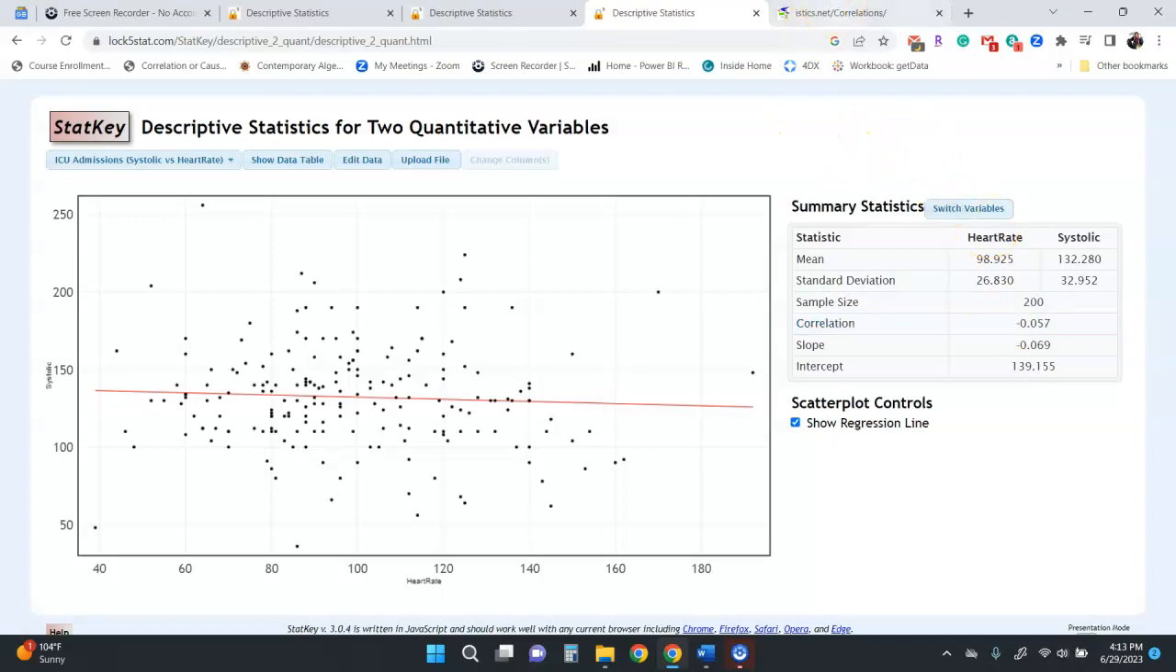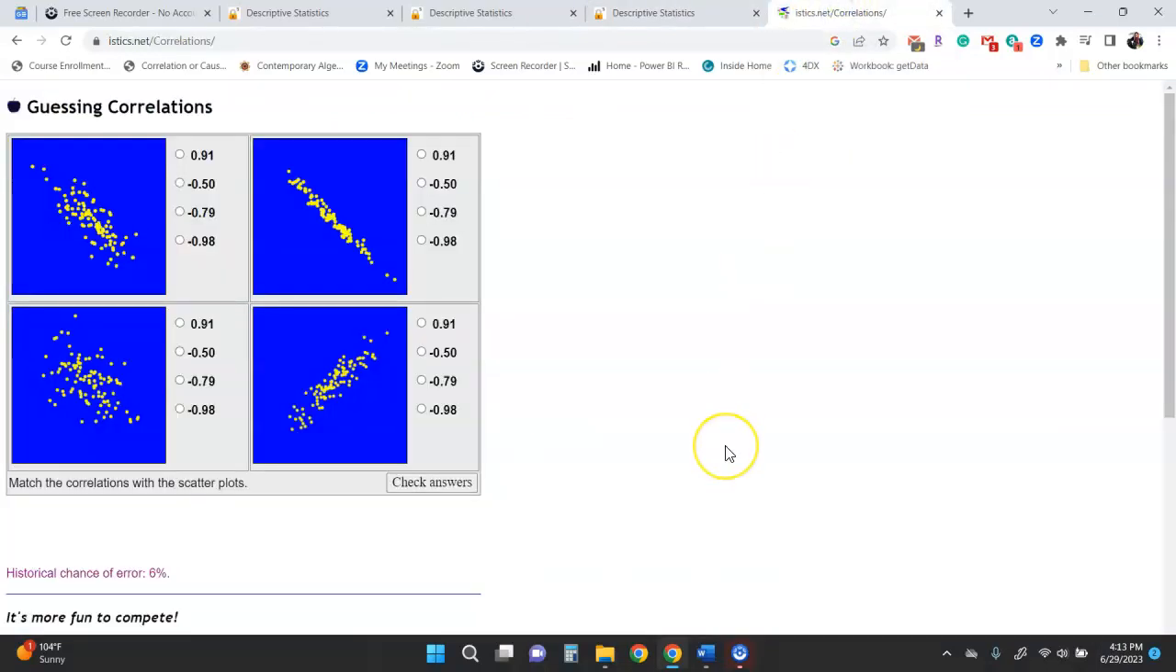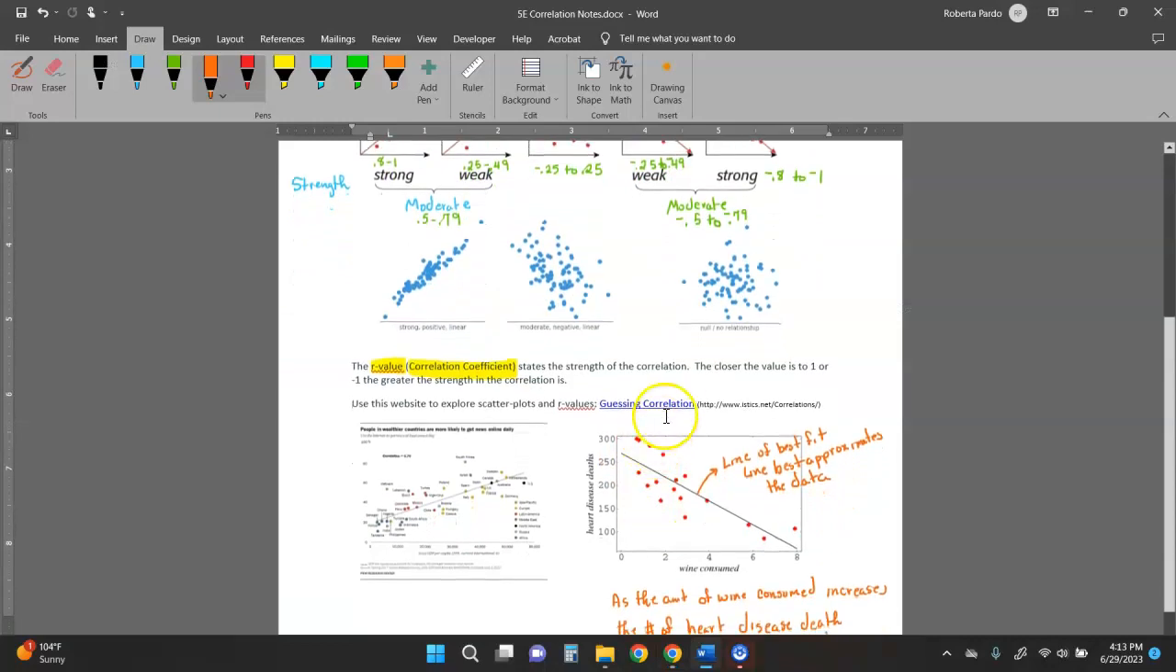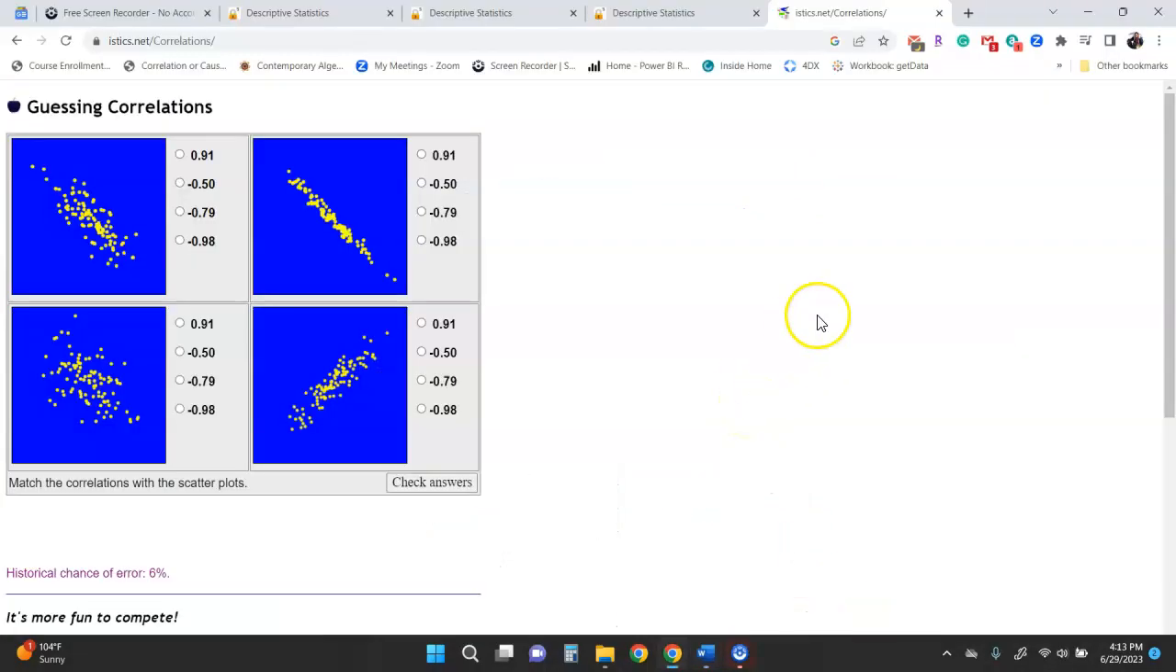Now there's also a way you can practice. You'll see that there's a link in the note sheet for guessing correlations. That's this particular web page here, where you can play around and check your knowledge in terms of whether these are positive correlation values, or R values, whichever way you want to say it.